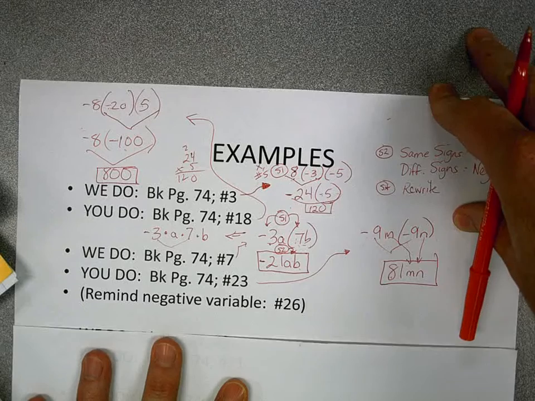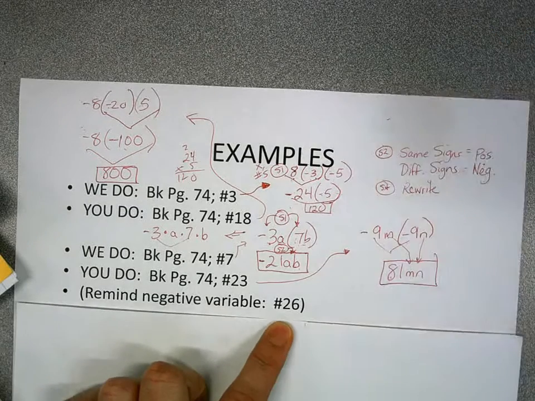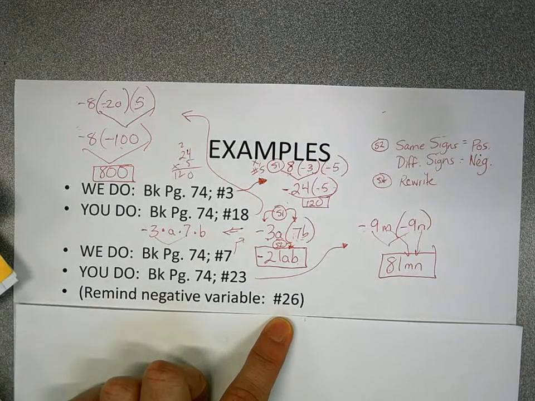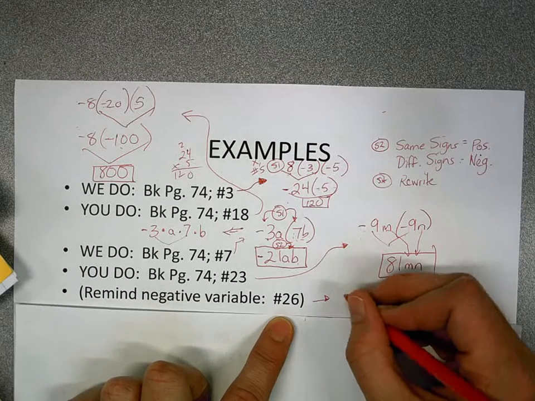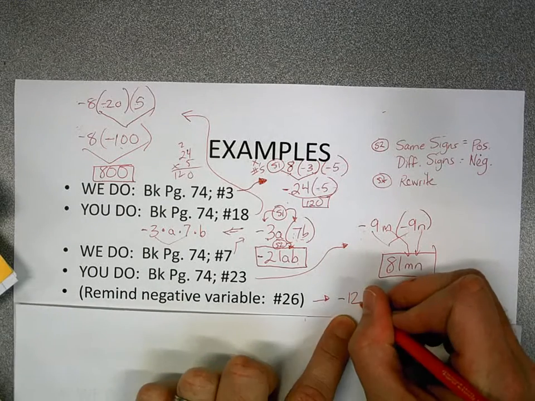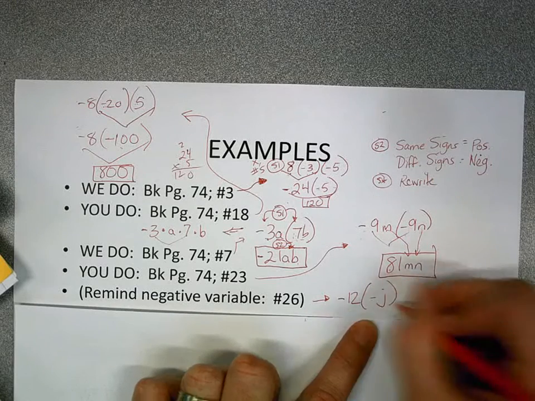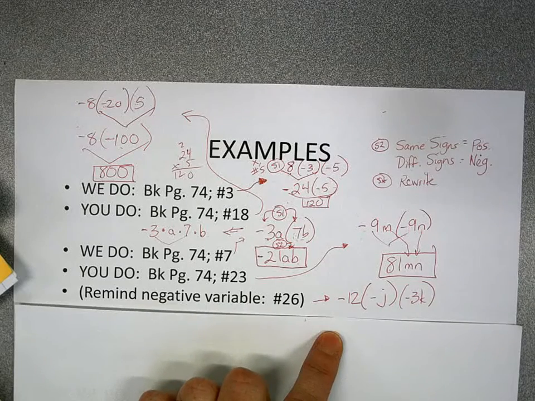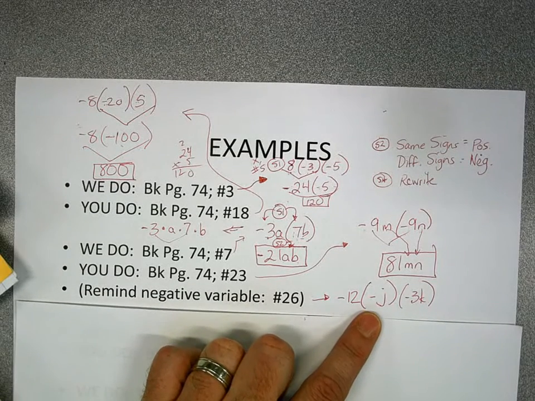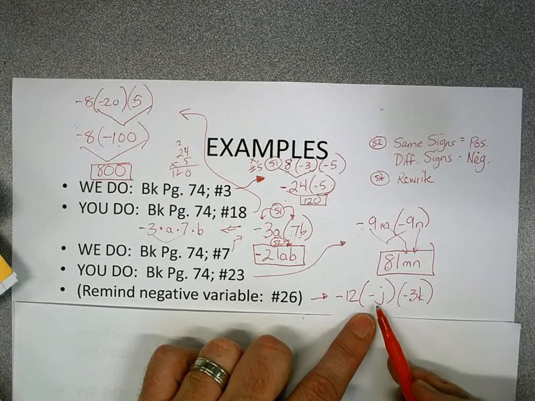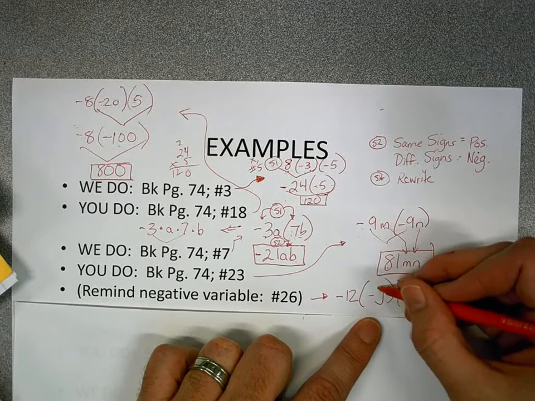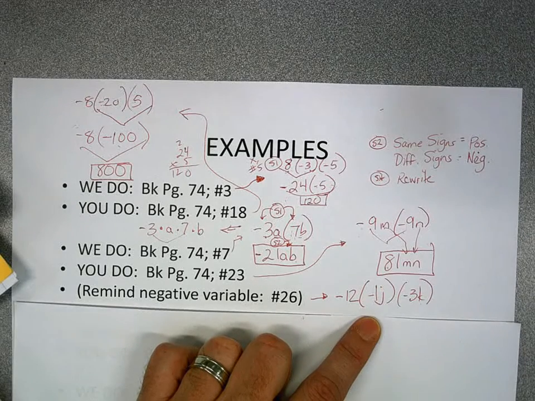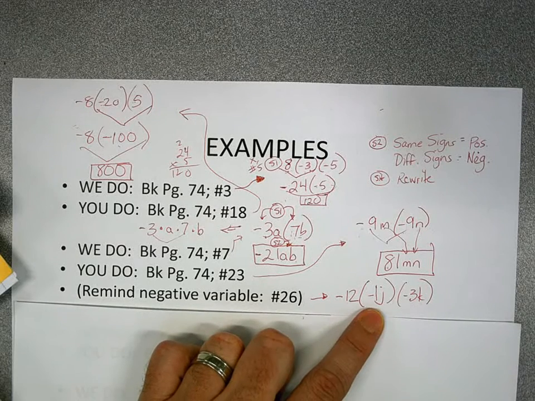Let's try another one. Take a look at number 26. We're not going to do this problem together, but you might want to write the problem down, because what I'm about to show you is pretty important. Do you see this negative variable here? Anytime you have a negative either outside parentheses or a negative variable, what it truly means is you squeeze a 1 in. A negative j is the same as a negative 1j. So when you see a negative variable, it might help to realize that's actually a negative 1 in there.